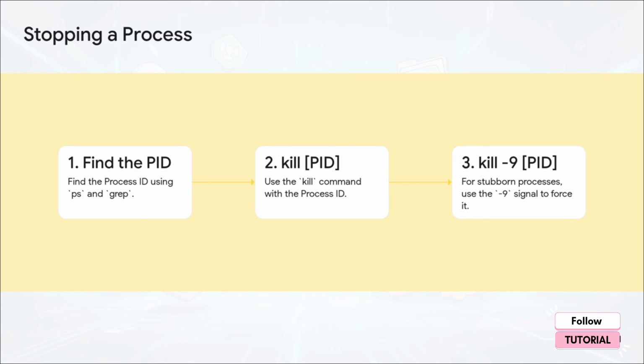So what happens when a program completely freezes up on you? Well, you get to play Terminator. Here's how it works. First, you use ps and grep to find the process ID, the PID of the frozen app. Then, you use the kill command with that number. That's the polite way. It asks the program to please shut down. But if it's being stubborn and won't close, that's when you bring out the big gun, kill -9. That's not a request, that's a command. The process is terminated, no questions asked.